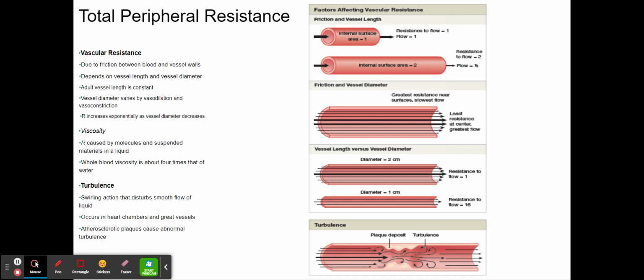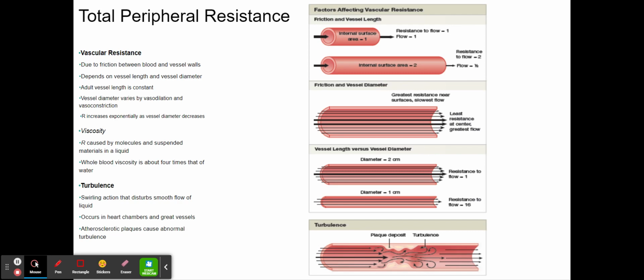Viscosity is the resistance to flow caused by interactions among molecules and suspended materials in a liquid. Liquids of low viscosity, such as water, which has a viscosity of about 1, flow at low pressures. Thick, syrupy fluids, such as molasses, which has a viscosity around 300, flow under only high pressures. Whole blood has a viscosity about 5 times that of water due to its plasma proteins and the blood cells. Under normal conditions, the viscosity of blood remains stable. Anemia, polycythemia, and other disorders that affect the hematocrit also change blood viscosity, and thus peripheral resistance.